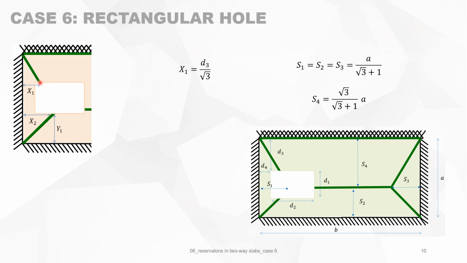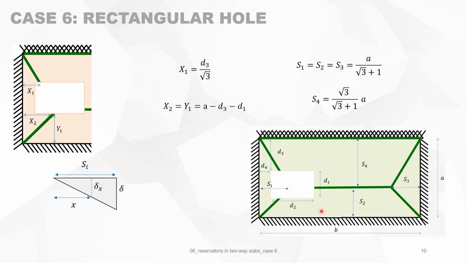We see then that x1 must be proportional to the angles of 30 and 60 degrees. So it means that x1 is equal to d3 divided by square root of 3. And x2 is equal to y1 because of the angle of 45 degrees, and x2 is then, if you look at the vertical direction, d3 minus d1, and then you get y2, which is y1, which is equal to x2.